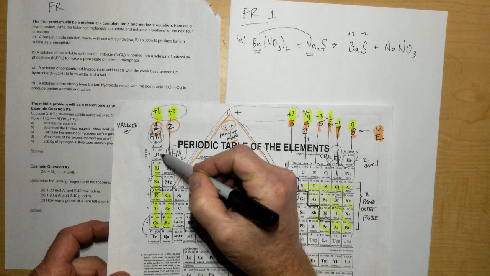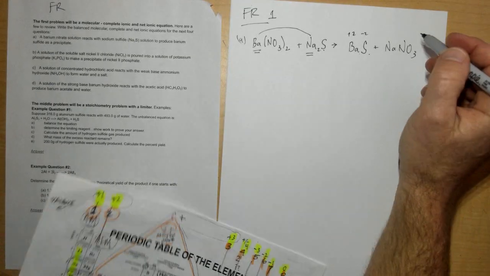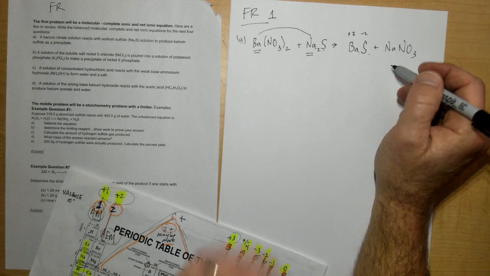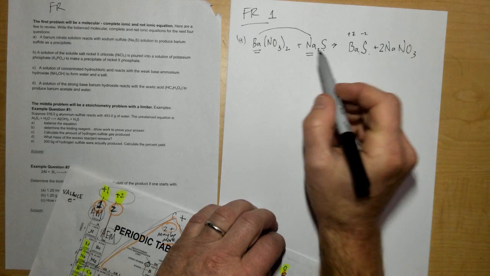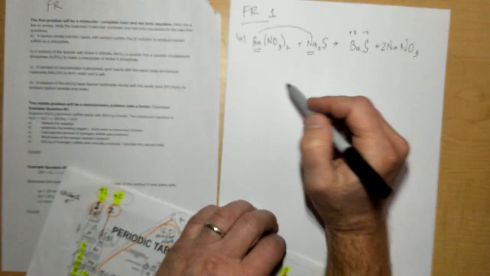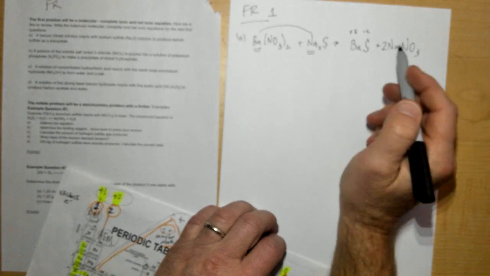Na is +1 from group 1, and NO3, if you look on the back here under nitrate, you'll find out that that's -1. So there is our skeleton equation, and now we need to balance this equation, so we put a 2 right here because we have 2 sodiums and 2 nitrates, so 2 to balance those out on both sides, 1 barium, 1 barium, 1 sulfide, 1 sulfide.